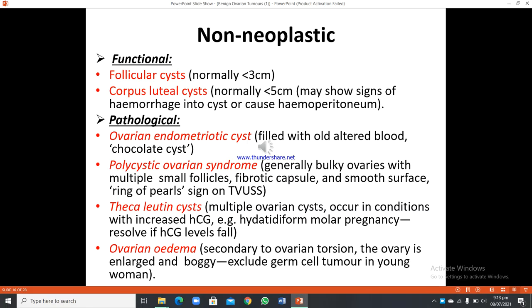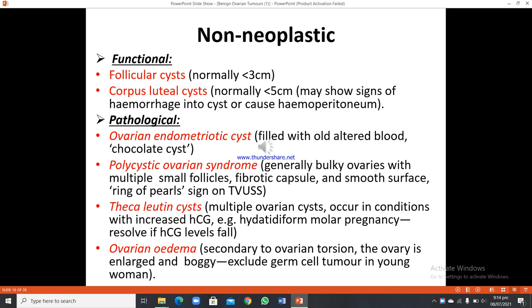Polycystic ovarian syndrome: generally bulky ovaries with multiple small follicles, a fibrotic capsule and smooth surface, string of pearls sign on TVUS, transvaginal ultrasound. Theca lutein cysts: multiple ovarian cysts occur in conditions with increased hCG, for example, in molar pregnancy, and resolve if the hCG level falls.